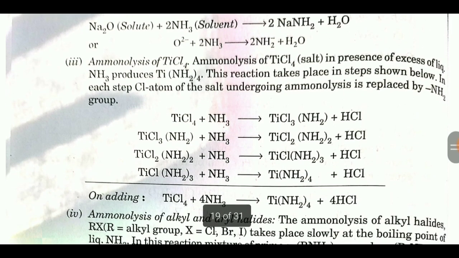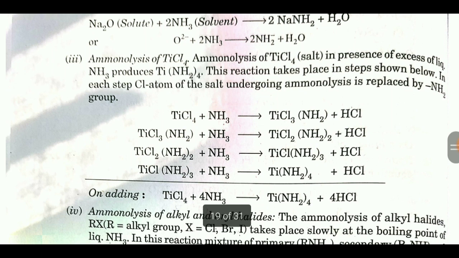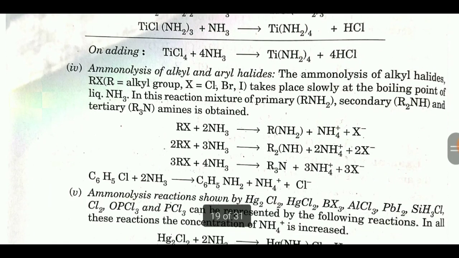Third, ammonolysis of TiCl4. Ammonolysis of TiCl4 in presence of excess of liquid ammonia produces TiNH2O. This reaction takes place in steps. In each step, a chlorine atom of the salt undergoing ammonolysis is replaced by an NH2 group. Fourth, ammonolysis of alkyl and aryl halides.